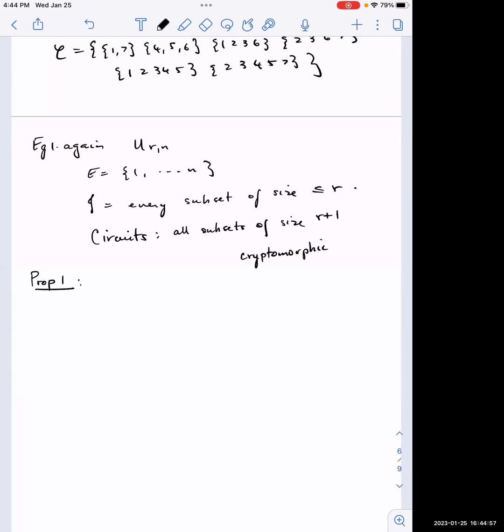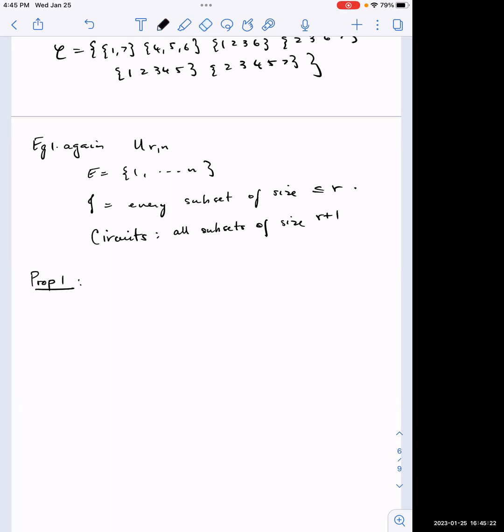Those are equivalent. It's a fancy word. As far as I can tell, it's a fancy word for equivalent. And so the circuit axioms and the independent set axioms are equivalent. You can go from one to the other and vice versa. And topology has a lot of cryptomorphic axiom systems. Okay, so just a fancy word for equivalent.